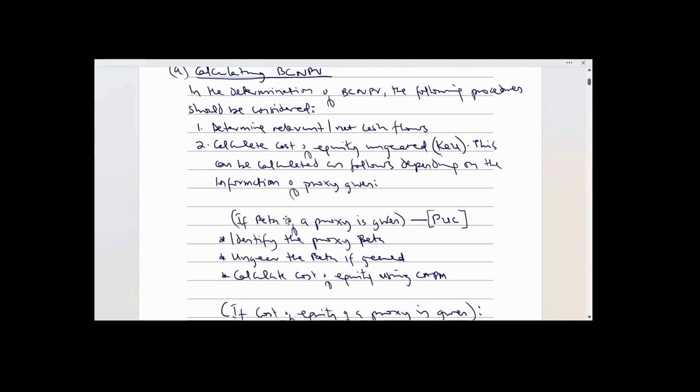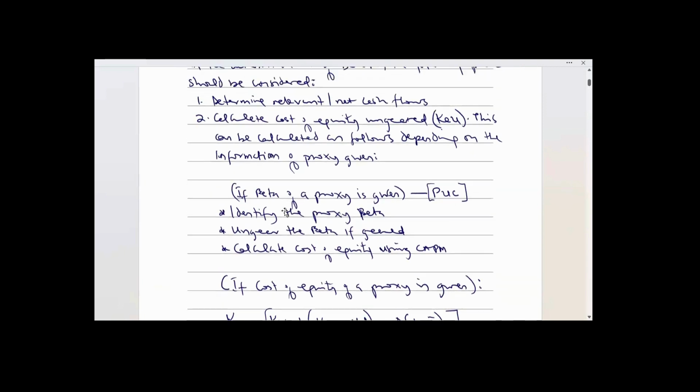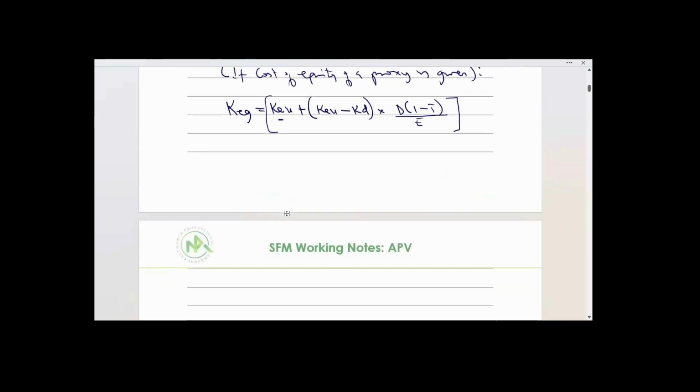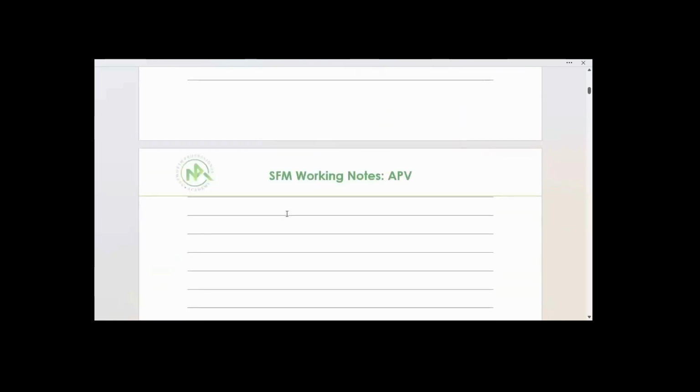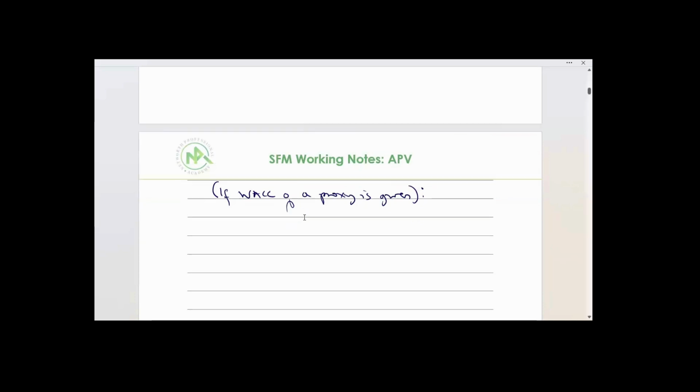So number three, the third way of calculating cost of equity on ungeared is to use WACC. If you are given WACC of a proxy, how do you then calculate cost of equity on ungeared?